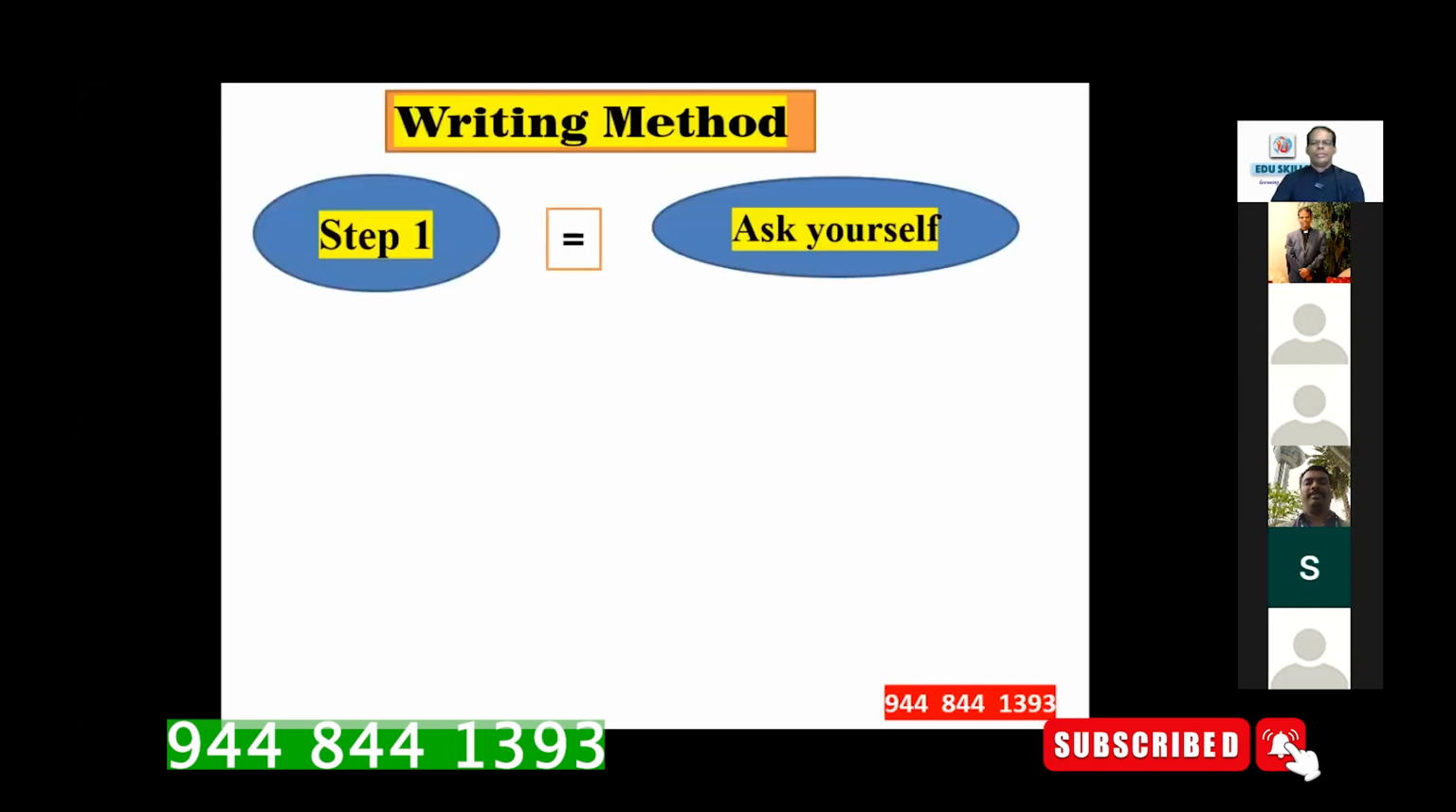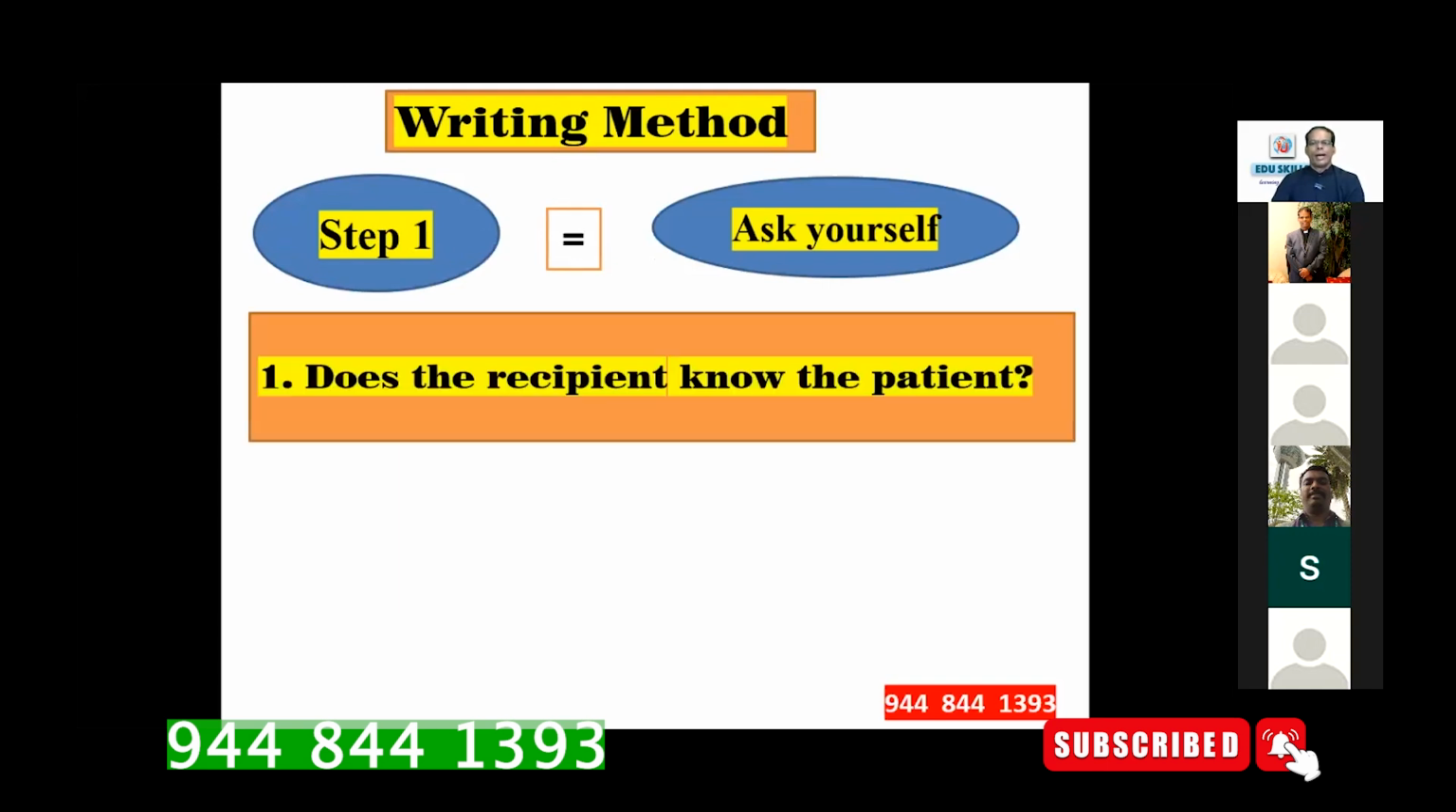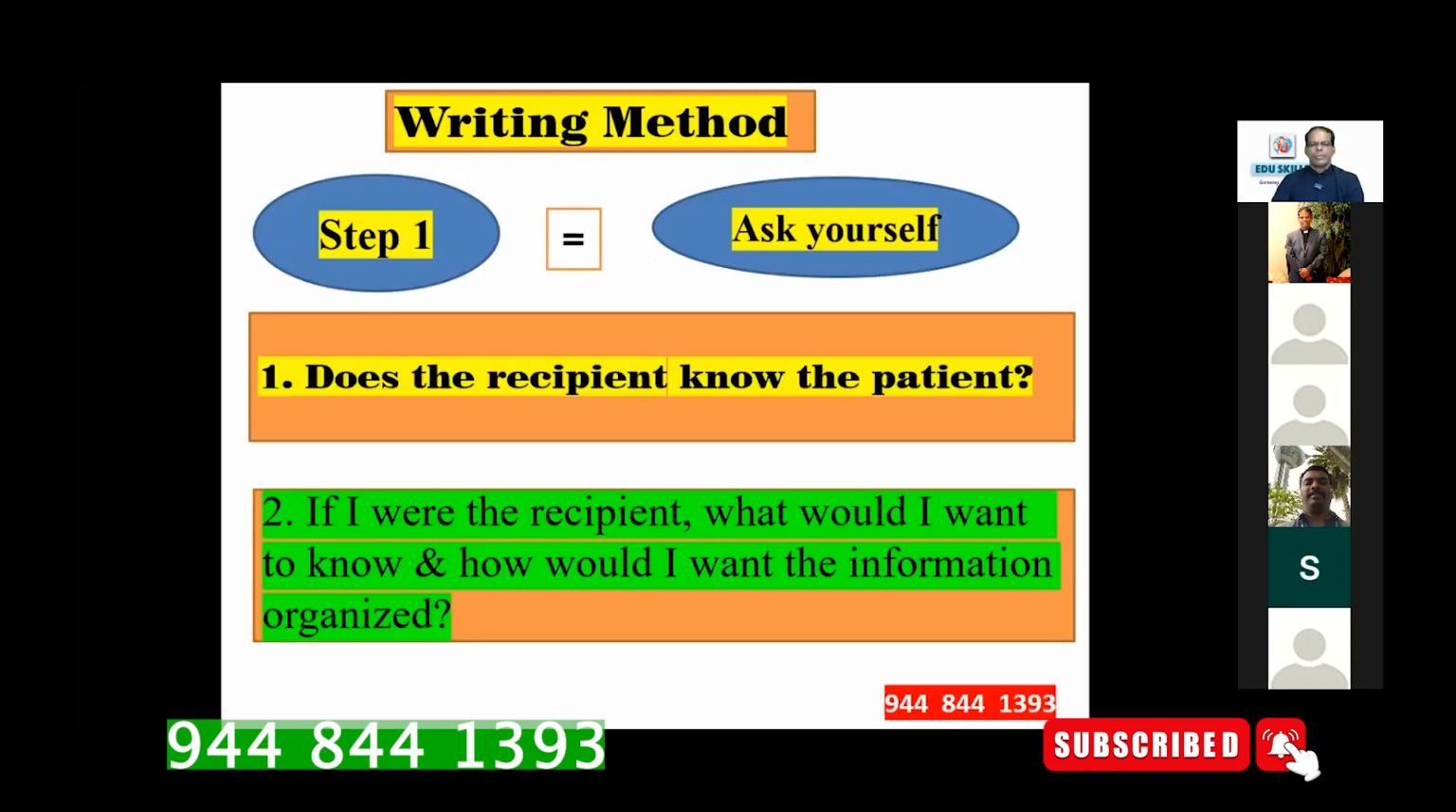So the writing method, if you want, you can write it down. Step 1: ask yourself, does the recipient know the patient? Have I dealt with the patient in a previous session? Only if you require it, you can include it. And if I were the recipient, what would I want to know and how would I want the information organized? Ask yourself these questions. That means, what helps the reader in understanding the case.